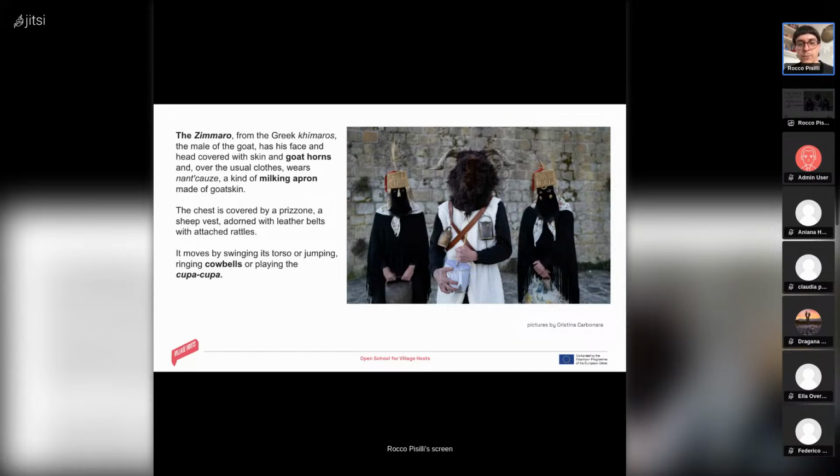So the masks, there are two, and the one in the center is the tsimmaro, a word that comes from Greek, and it is the male of the goat. This is a really typical mask, spread all over Europe, because it's full of masks with goat horns. This mask wears the milking apron, the apron that the people living there used to wear to work, and they usually play some typical instruments. For example, the kupa kupa, the instrument the mask has in his hands, which is really typical in southern Italy. But they also play the cowbells.